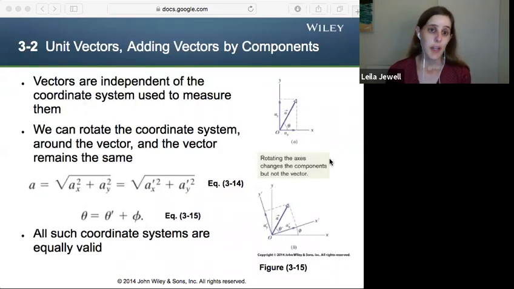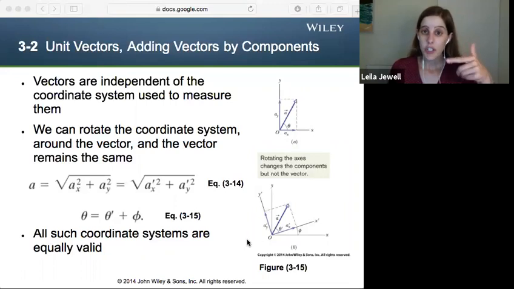Vectors are independent of the coordinate system used to measure them. So we could draw vector A relative to a vertical y and a horizontal x, and we could define it relative to some theta. But we could then rotate our coordinate axes, right? And vector A would still be the same. It would be defined relative to a different angle, and the relative lengths of the two components would change, right? A_y used to be much longer than A_x, and with the rotated reference frame, A_y is about the same length as A_x. But vector A is the same.